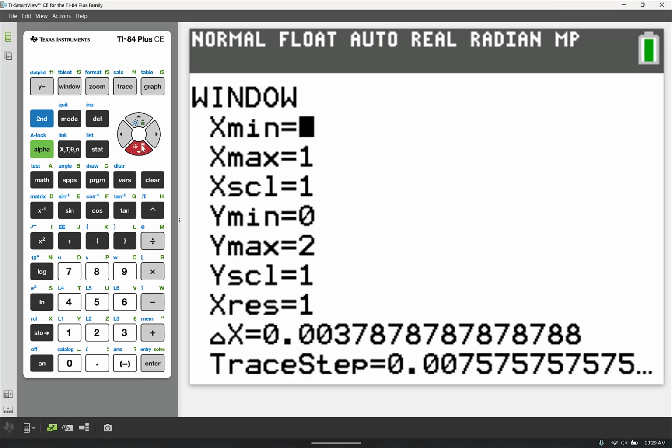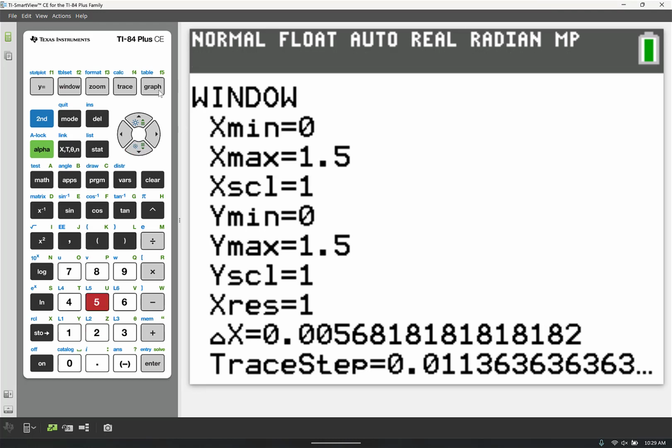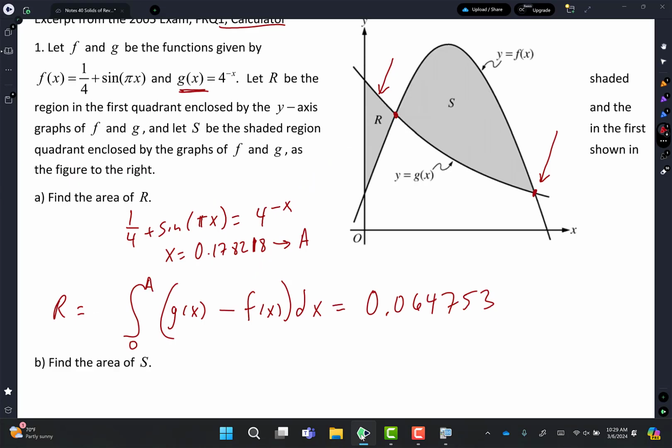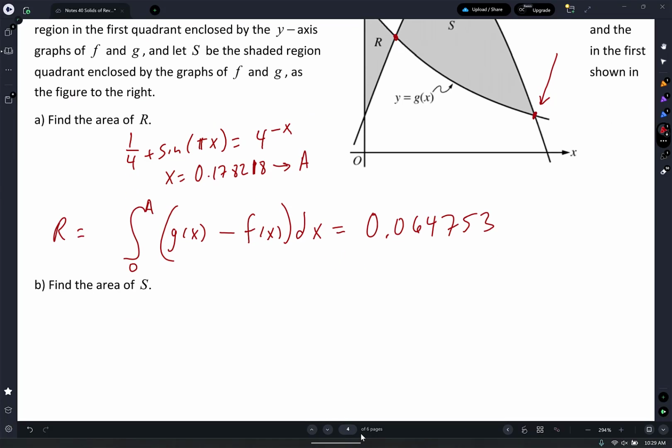So I'm going to change my window a little bit so I can see better. I'm going to put 1.5 for X max, and 1.5 for Y max so I can see it a little better. Yeah, this is perfect. It is a perfect 1? Oh, dang it. Okay, it's a perfect 1. Thank you, Ms. Wilson. Here we go.